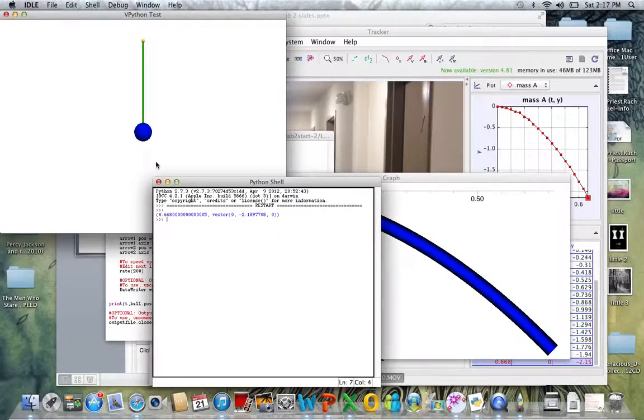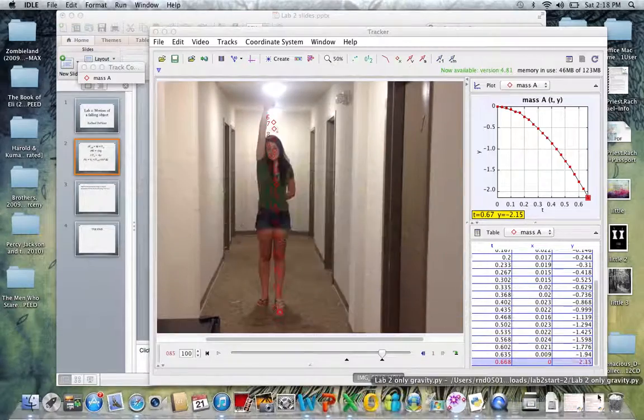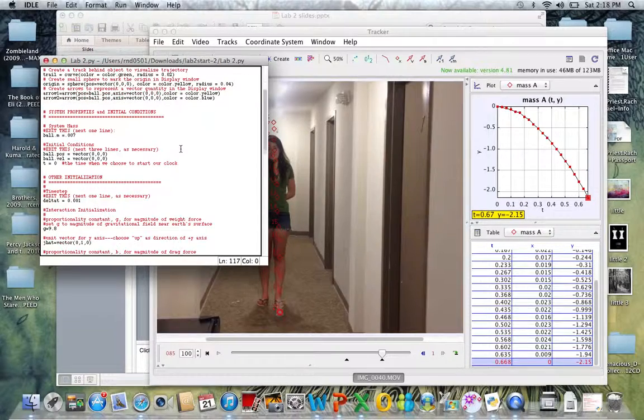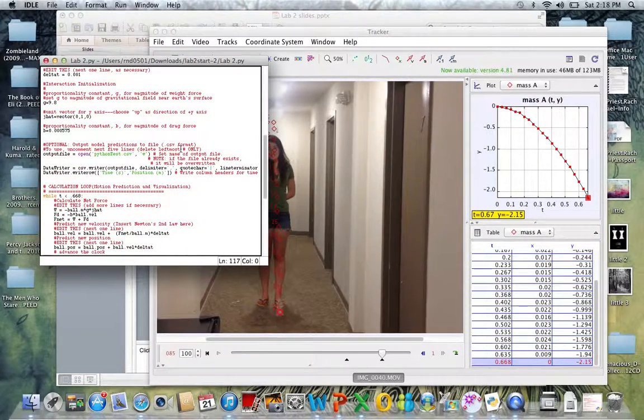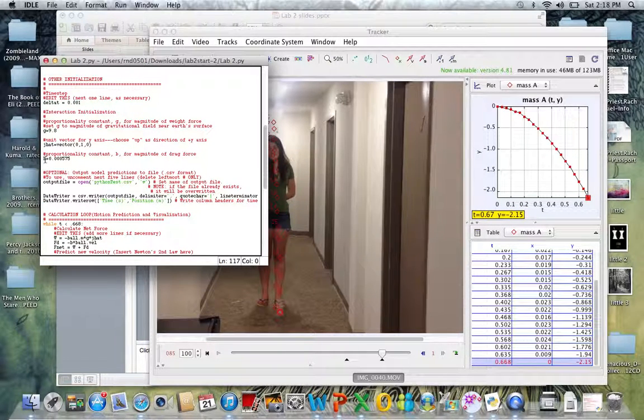But we have to add in a drag force to account for why the ball doesn't fall as far as we think it should from this model. To do that, we added in F net equals W, being weight, plus the drag force, where the drag force equals negative b times the ball's velocity. To find the drag constant, which is b, we had to look at the final y position of the experimental graph, which was negative 2.15, as you can see right here, and we had to make sure that that was the final position that the model showed.